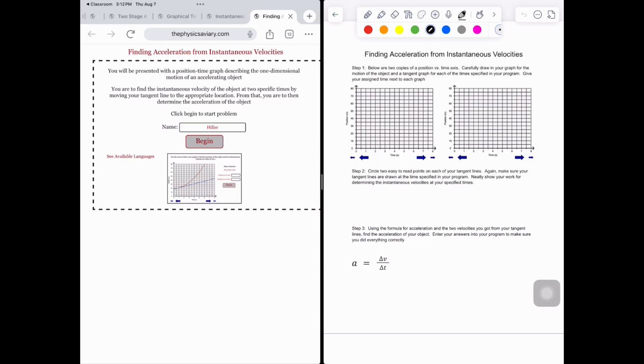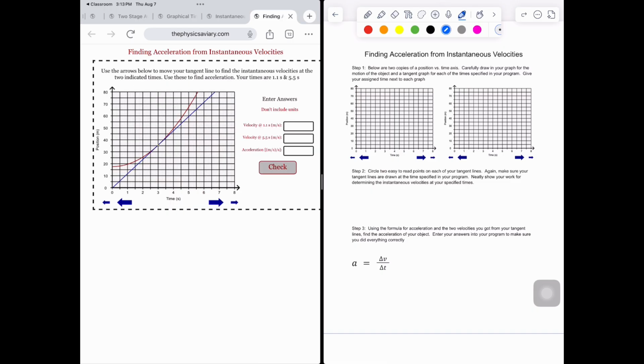Okay, last question, number 9. In this one, you're going to be finding the acceleration from 2 instantaneous velocities. So it's going to be like question number 8, where we find the slope of the tangent line to the curve, but we're going to do that at 2 different points. So if we find the instantaneous velocity at 2 points, we can then use change in velocity over time to find the acceleration. So that's going to be our strategy. Go ahead and put your name in the program. Let's begin. Remember to use my tutorial as a template for your attempt on your problem.